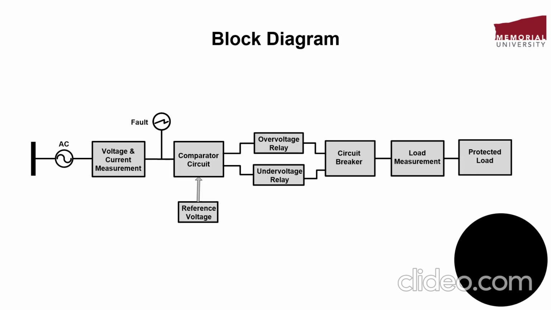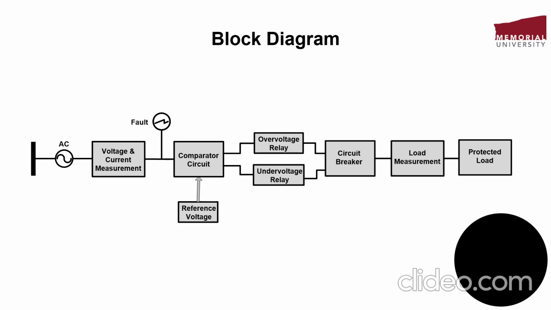So here is the block diagram of the project which I have designed. Basically there's an AC power source, and there's voltage and current measurement. A fault has been introduced in this transmission or distribution line. There's a comparator circuit which is continuously monitoring the line voltage along with the reference voltage. So whenever there is a fault, it compares them. If it's below the threshold voltage, it gives signals to the undervoltage relay, and if it's above the threshold voltage, it gives signals to the overvoltage relay.